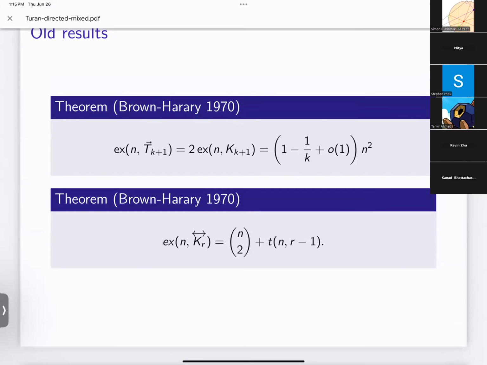And here what I do is I take my graph. I start with the transitive tournament on n vertices. So I number my vertices 1 to n. I draw all the edges in from left to right. And then I group up my vertices into r-1 pieces. And for those pairs of vertices that are in different parts, I draw the backwards edges.